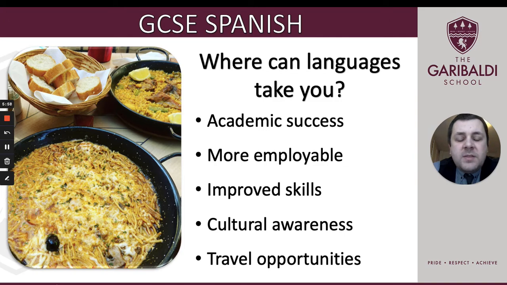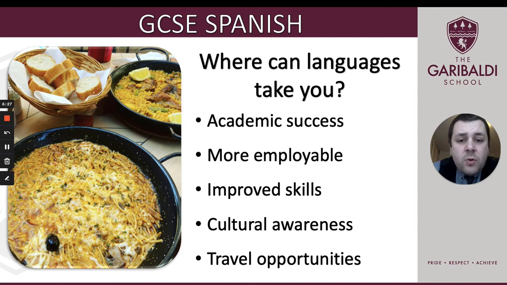Also, in terms of academic success, studying a language contributes towards achieving the EBAC. The EBAC, or the English Baccalaureate, is a select combination of academic subjects consisting of English literature, English language, maths, science, either history or geography, and a modern language. And this is recognised by colleges, sixth forms, and higher education.